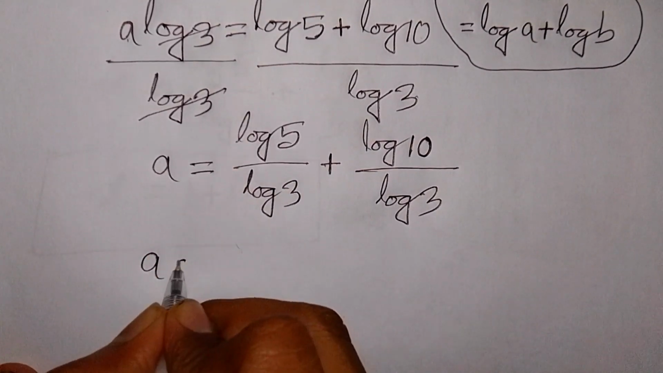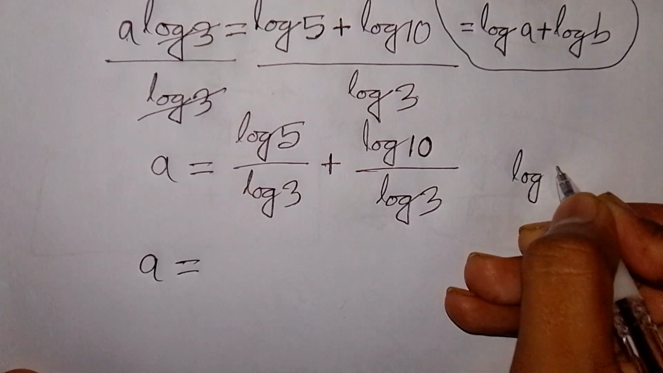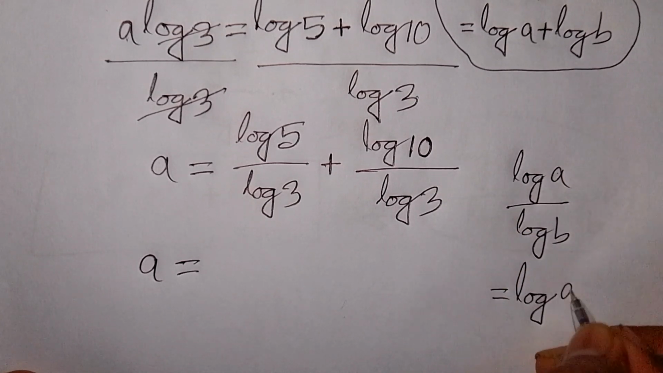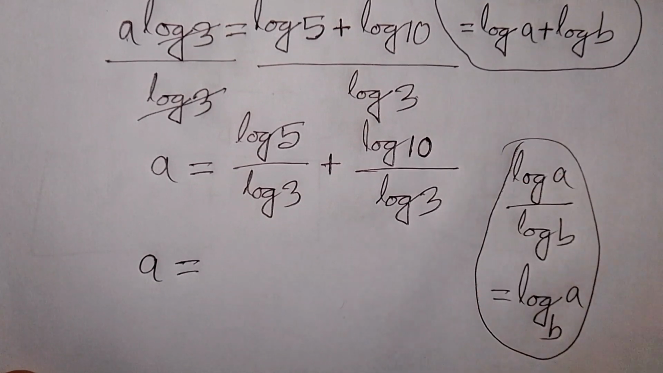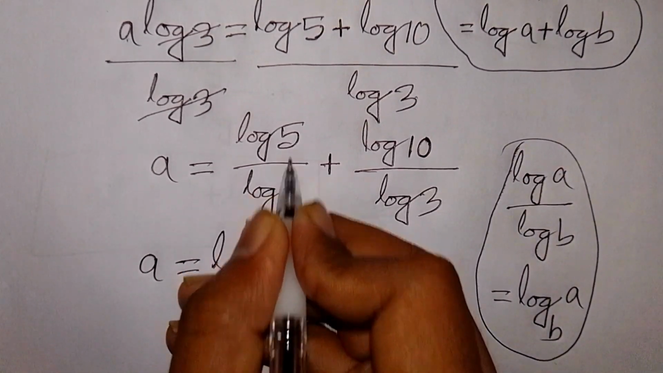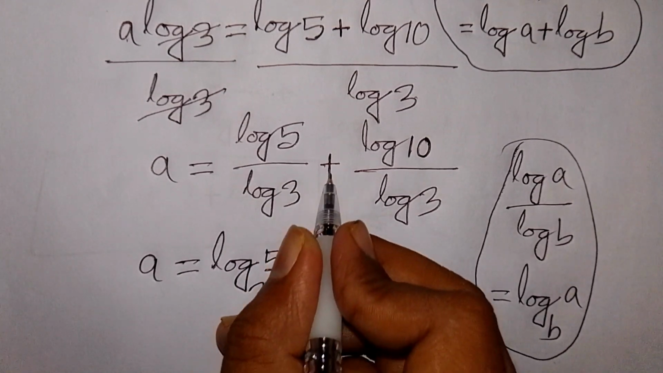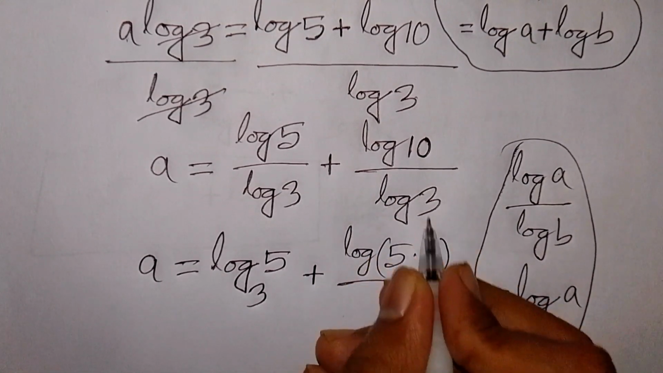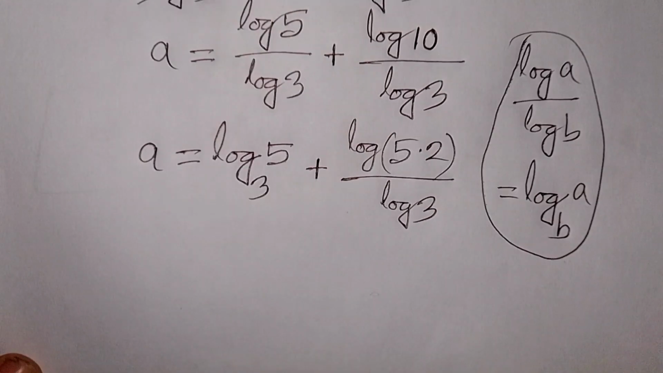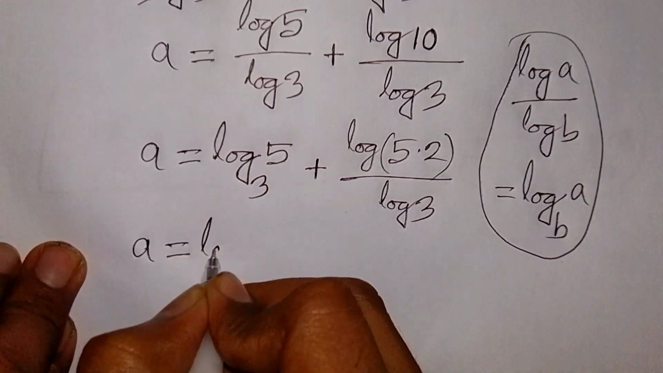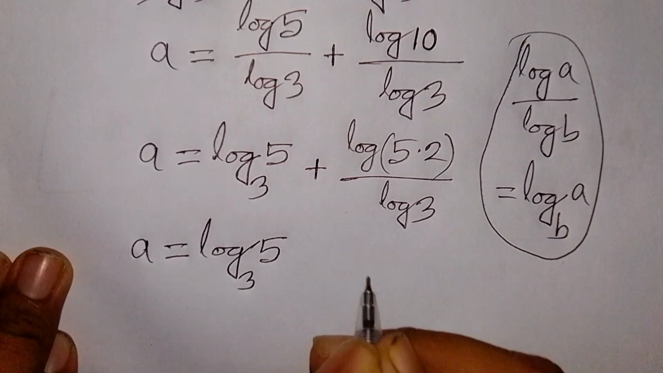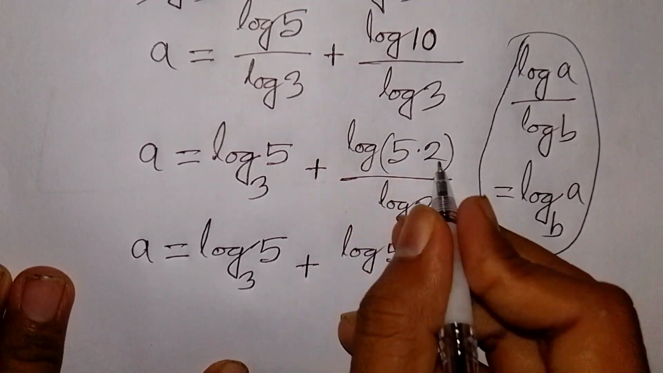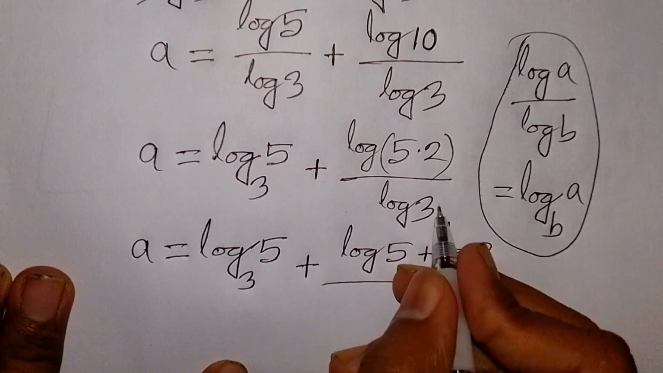Now we have a is equal to, here we apply this formula, log a over log b is equal to log a base b. So it will be log 5 base 3, then plus log 10 can be written as log of 5 times 2 over log 3. In the next step, a is equal to log 5 base 3 plus log of 5 times 2, which is the same as log 5 plus log 2, over log 3.